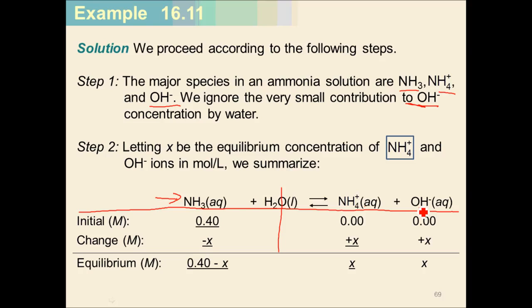We had said the initial ammonia concentration was 0.4. The change is going to be minus X, so the equilibrium concentration of ammonia would be 0.4 minus X. Ammonium is originally, there was none, nor did you have any hydroxide. So X then is the equilibrium concentration of your ammonium ion and your hydroxide ions. And so equilibrium would just be X for both of those because they are a 1-to-1 mole ratio.